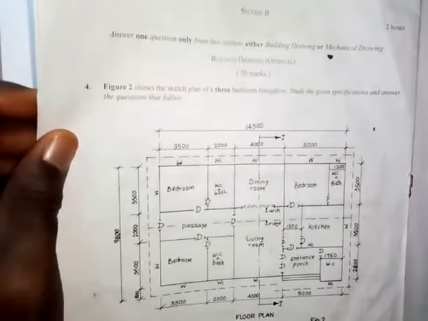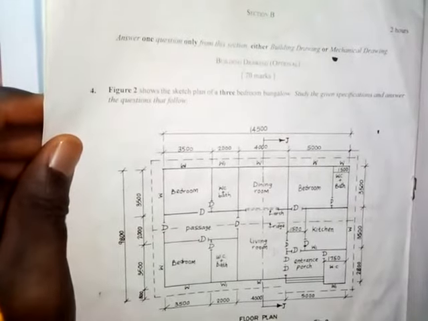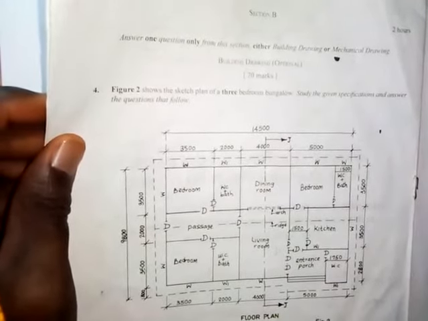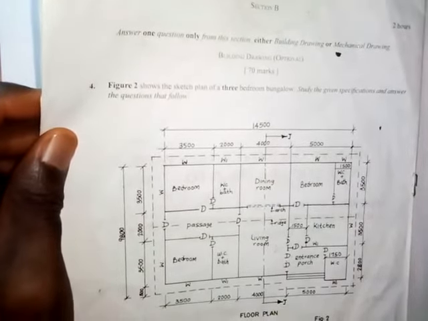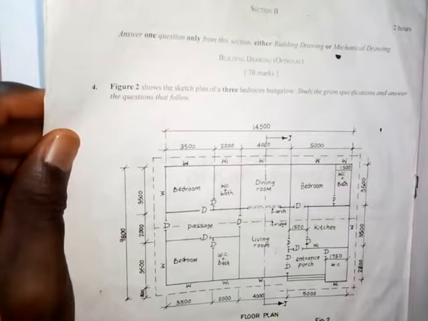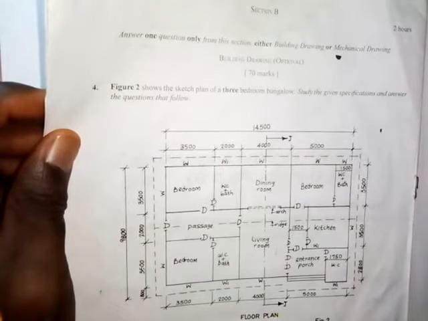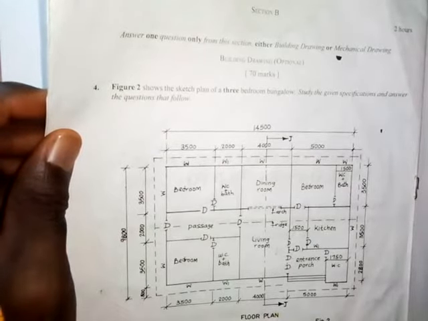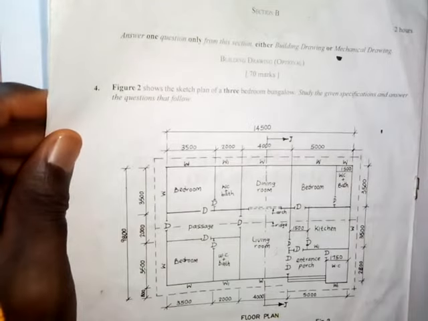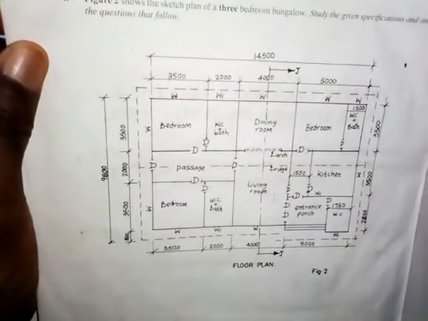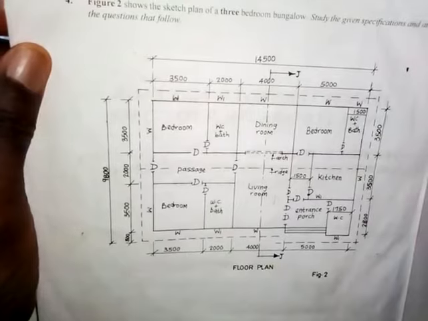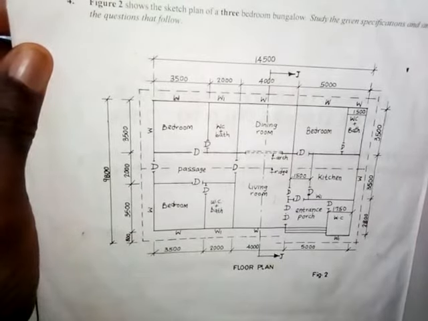All right, we are still working on building drawing, and as I said, this is a WAEC question. In part 1 of this video we worked on the building plan, which is what you can see here. So now we want to work on the building front elevation.